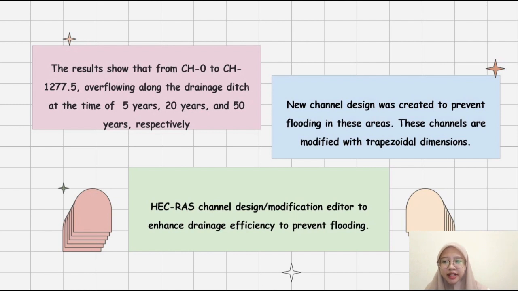We modified the drainage using the HEC-RAS Channel Design Modification Editor to enhance drainage efficiency to prevent flooding. And according to the final result of the modified stationing, there is no risk of flooding in this area of channel 0 to channel 1277.5 meter in Alur A over Sungai Johor in the ensuing 5, 20 and 50 years.